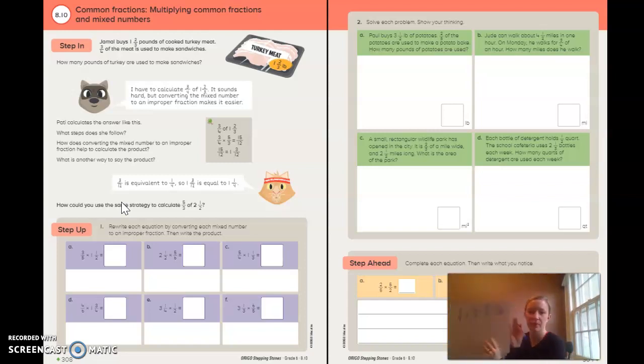Or, as the cat says here, 3/12 is equivalent to 1/4. So 1 3/12 is equivalent to 1 1/4. We've learned this a little bit. We've talked about simplifying. We notice that 3 and 12 have something in common: 3 goes into both of them. So this would be 1, and how many times does 3 go into 12? 4. So my answer could also be 1 1/4.